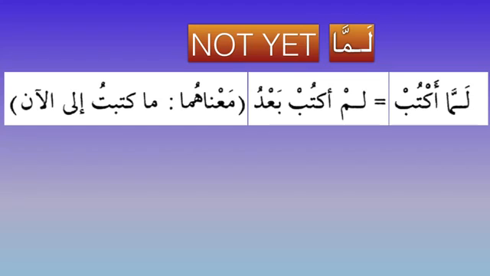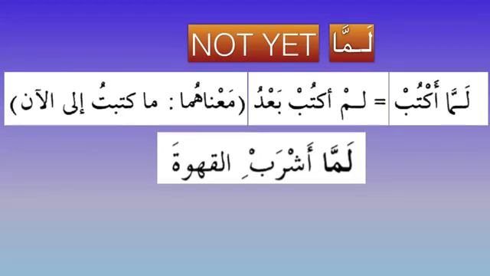So when lamma is used, which means not yet, the job is not complete. It's partly done. Lam means I have not done it at all. Lamma means I have done a part of it but I have not done it completely. So for example, if you say lamma ashrabil qahwata, I have not yet drunk the coffee. So we know fa'al cannot have kasra. This kasra is for phonetics. So we should be able to understand.